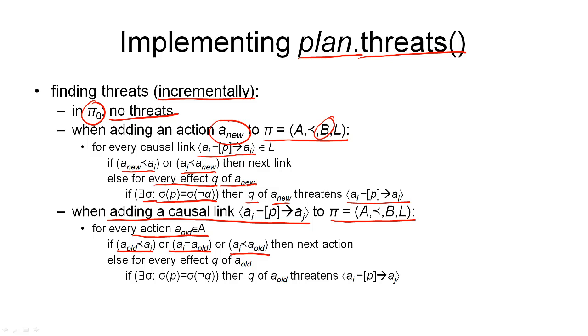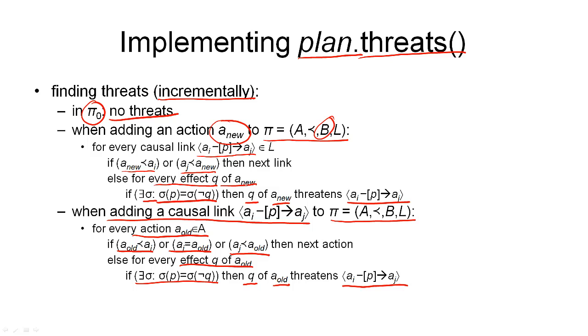So, if one of these three conditions holds, we can go to the next action, because this existing action we're currently observing cannot possibly be a threat to the newly introduced causal link. Otherwise, we have to observe all the effects of our existing action and do what we did before. We've got to see whether this is unifiable with our protected proposition. And if these two can be made complementary by some substitution that is consistent with our binding constraints, then we have the case where the effect Q of our existing action A old threatens our newly introduced causal link from AI to AJ, protecting proposition P.